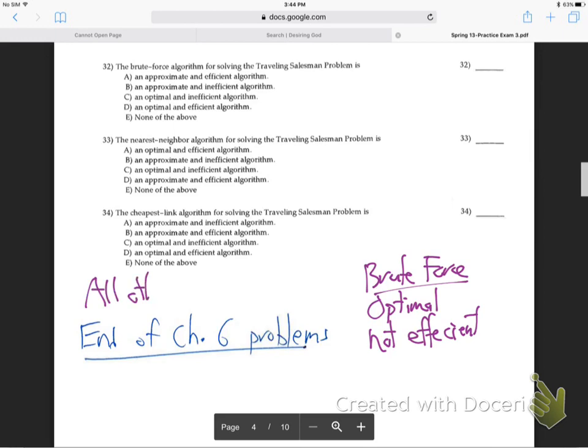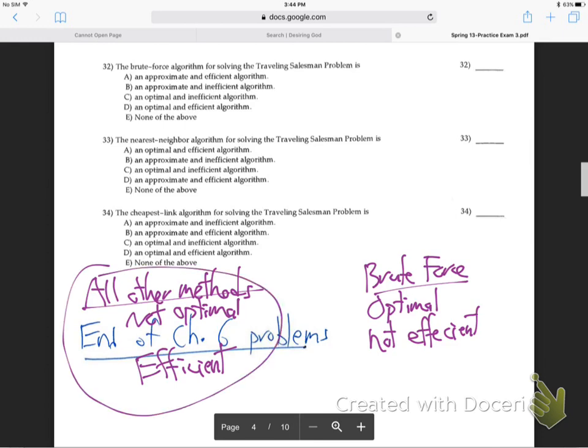All other methods are not optimal. They will not give you the best answer. They're not guaranteed. That's why it doesn't work on the multiple choice to just add them up and take the lowest one. But they are efficient, especially for computers. They're hard for us, but computers can whip them out in seconds. You'll get a pretty good answer and you'll get it fast. That's what UPS and FedEx want, need, use. So brute force is a perfect answer, but it takes forever.